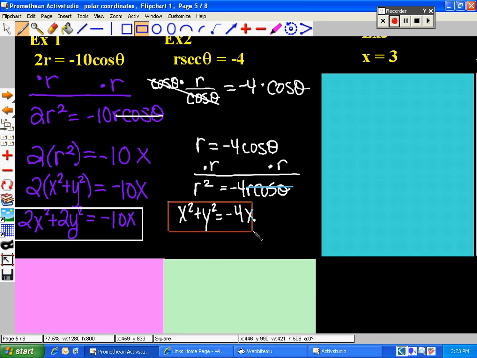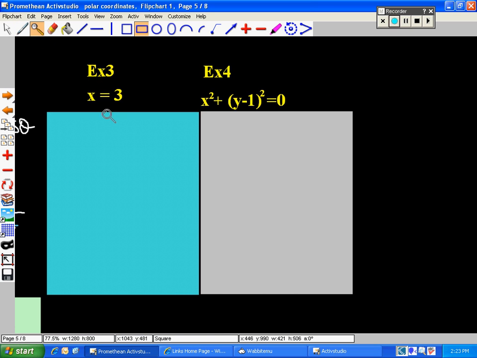There's our final answer. Next, in example 3 and 4, we're going to convert rectangular into polar. So now I'm going to give you x's and y's, and you're going to give me an answer that has r's and thetas in it. So here's our first equation. The first equation is an equation of a line, vertical line, x equals 3.